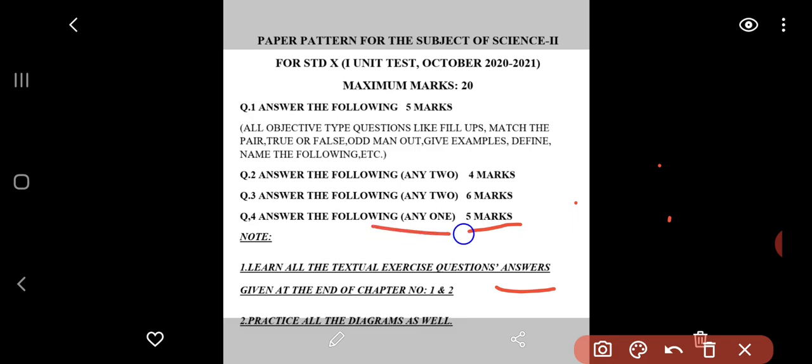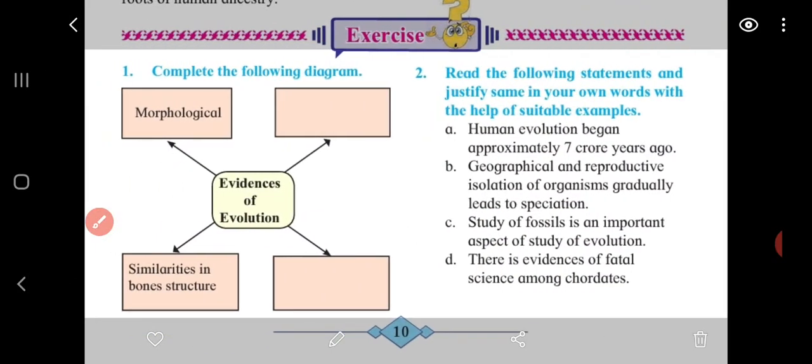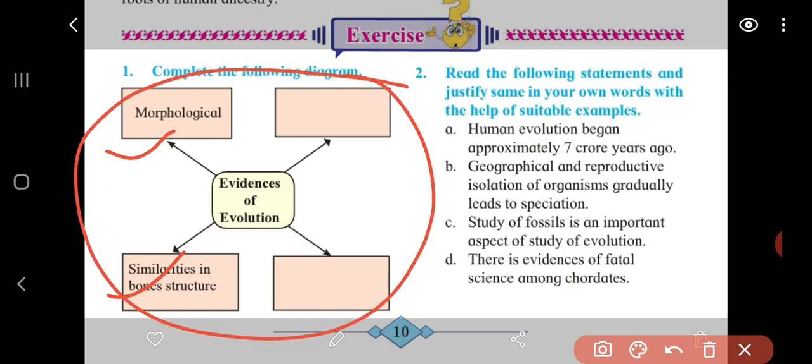I have some screenshots taken over here so that you can understand. Now see, this is the screenshot of the exercise given at the end of chapter number 1, Heredity and Evolution. You can see the question given over here: complete the following diagram. This kind of question can come, where 2 of the boxes are filled and the rest are to be filled by you. You are supposed to draw this whole diagram again in your answer paper.